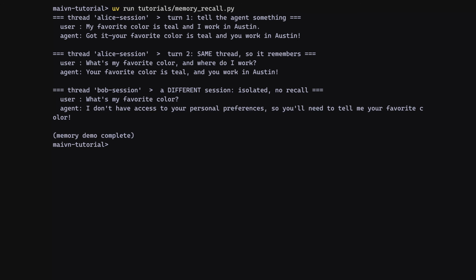Now the proof, it's scoped. We switch to Bob's session, a different thread, and ask the same question. No recall. It has never met this user. Same agent, two threads, two separate memories.